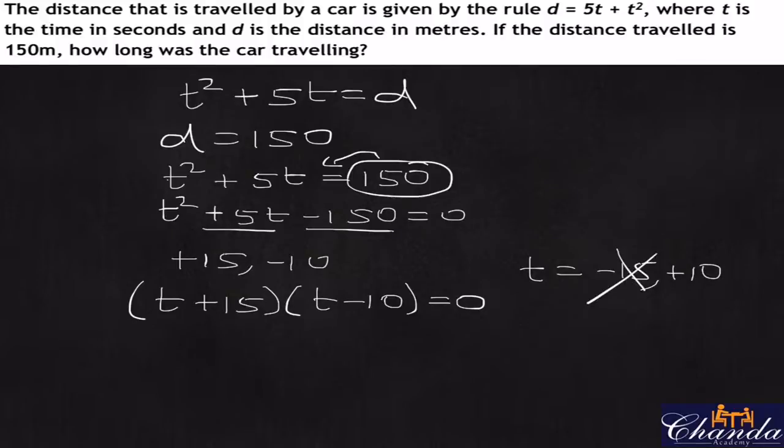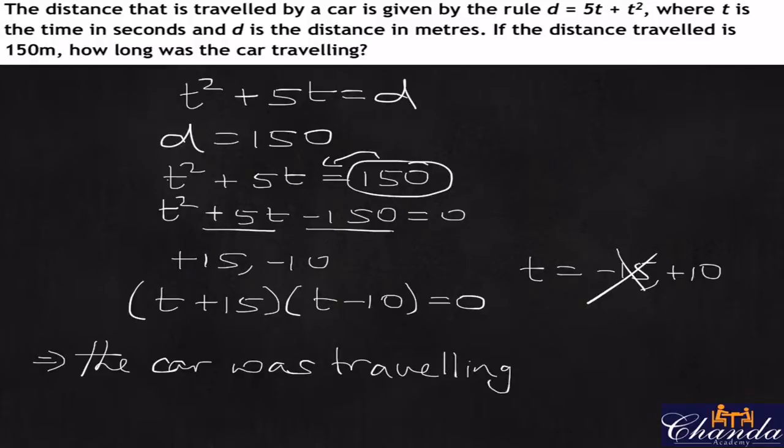So to answer this question, if the distance traveled is 150 meters, how long was the car traveling? Therefore, the car was traveling for 10 seconds. Fantastic. Let's move on to the next question.